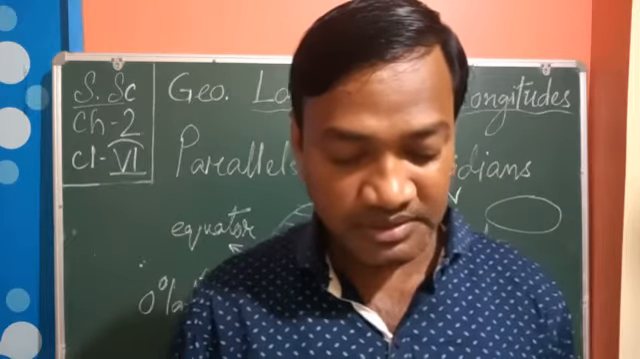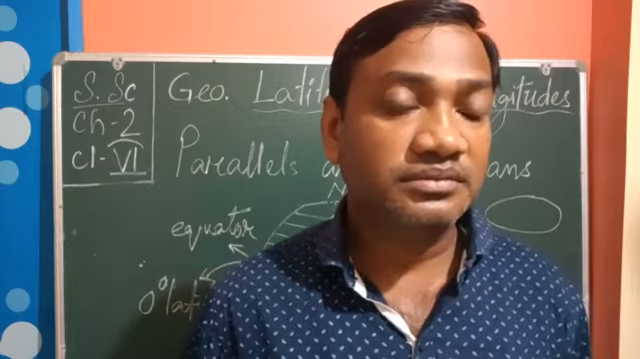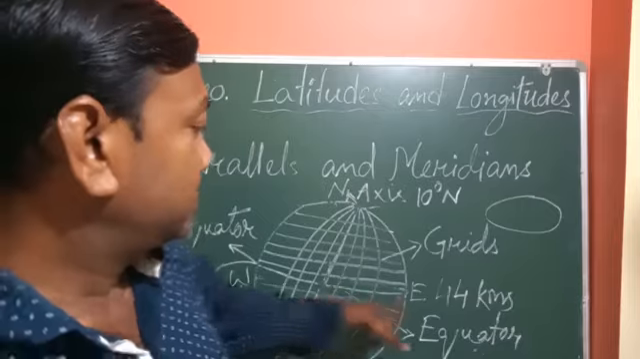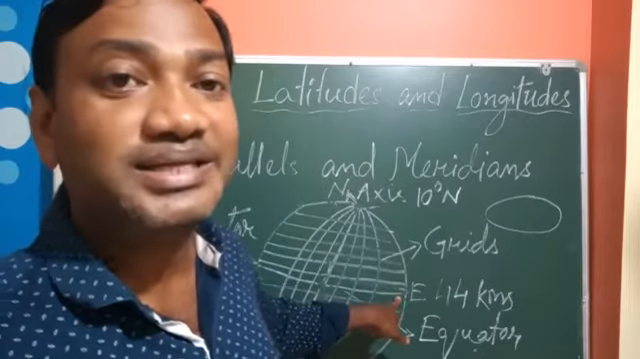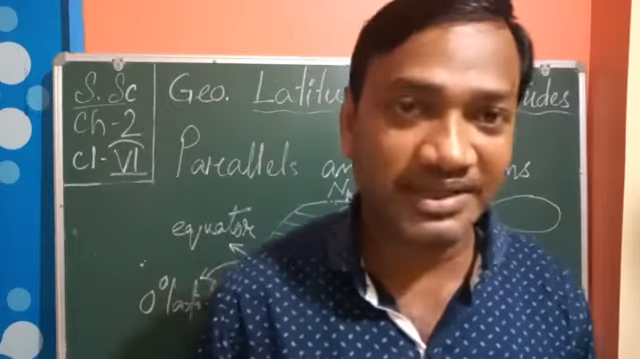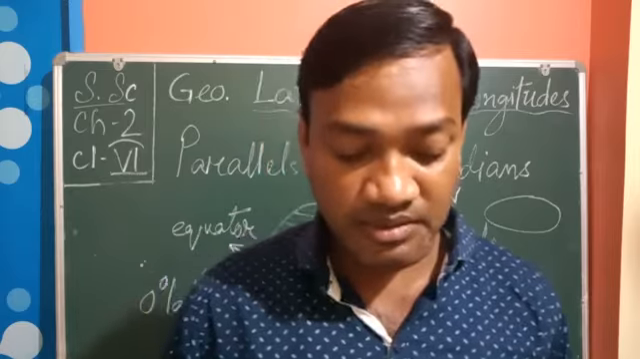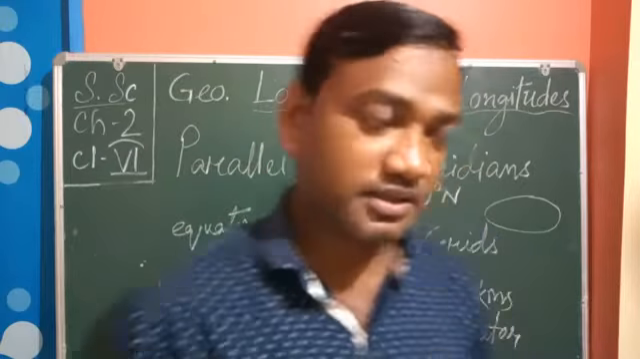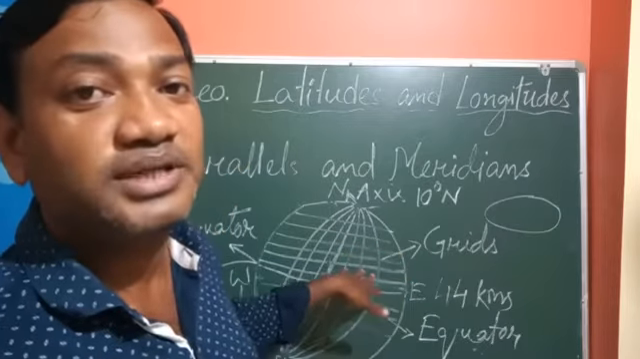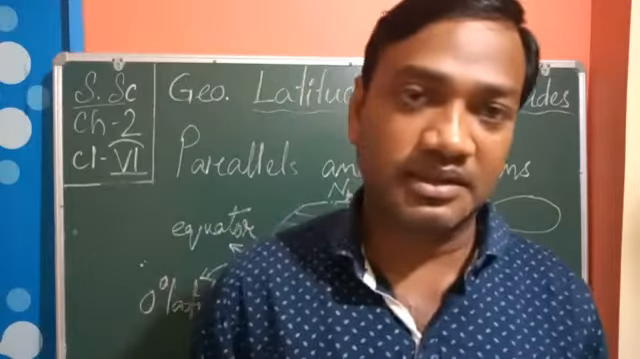The equator is the only great circle. Here we find it is the great circle because it is bulging at the middle. That means the equator is the great circle, while the other parallels are all small circles. So it is only the great circle, and the other parallels in the northern hemisphere or in the southern hemisphere are all small circles.